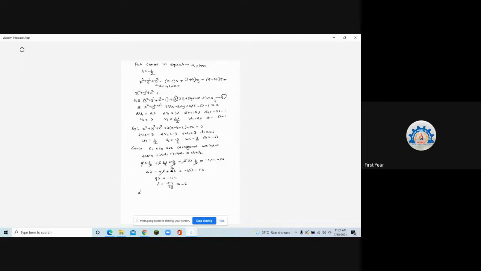So the required sphere is x square plus y square plus z square minus 1 minus 6 into 2x plus 3y plus 4z minus 5 is equal to 0. Simplify and write it. It is x square plus y square plus z square minus 12x minus 18y minus 24z plus 30 minus 1 is plus 29 equal to 0. That's the equation of sphere. Is it clear? Everyone?